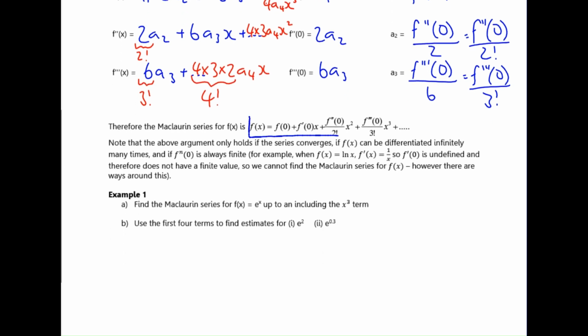Therefore, this is the formula for the Maclaurin series of a function. So you basically differentiate it a bunch of times, substitute in 0 to work out the coefficients, and then substitute into the formula. This formula is on your formula sheet, so you don't need to remember it, although it's not too difficult.